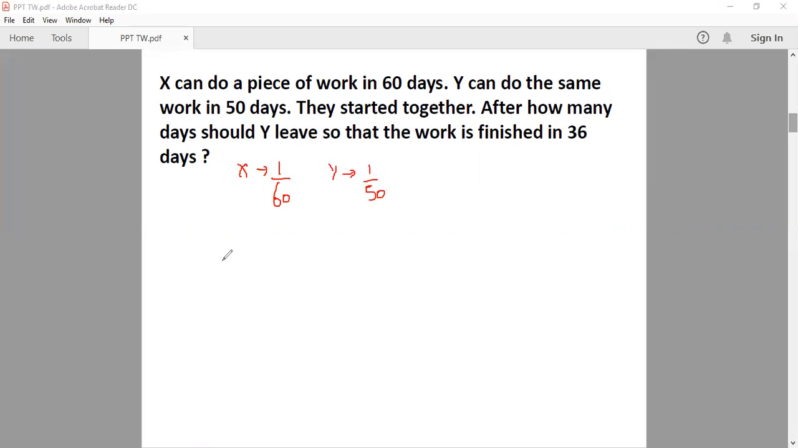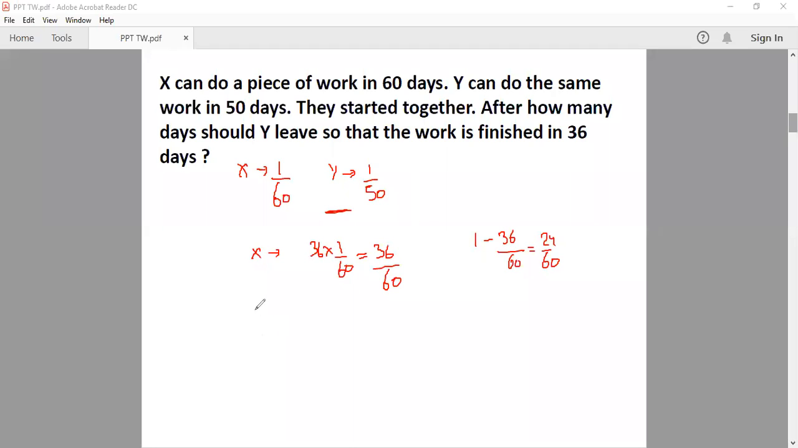अब हमें ये दिया हुआ है कि 36 डेज काम हुआ and y छोड़ के गया, तो x ने कितना काम कर लिया? x ने कितना काम करा 36 डेज में? 36 into 1/60, 36/60 काम कर लिया. टोटल वर्क होता कितना है? 1. तो बचा कितना? 1 minus 36/60, that is 24/60. इतना काम बचा. अब इतना काम बचा हुआ है आपके पास और ये काम करना किसने है?